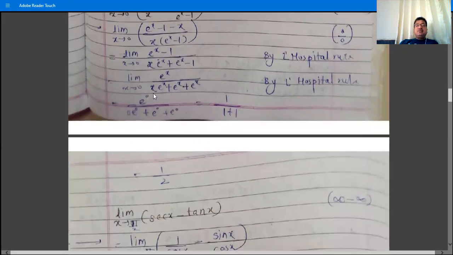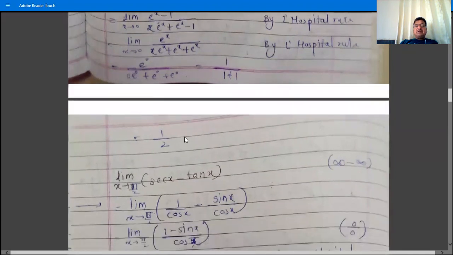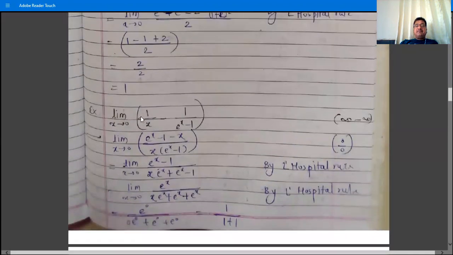So e raised to 0 is 1. Now we have the non-zero by non-zero form. And then 0 times e raised to 0 plus e raised to 0 times e raised to 0. So this is 0, but e raised to 0 is 1, e raised to 0 is 1. So 1 by 1 plus 1, that is 1/2, is the answer of this problem.